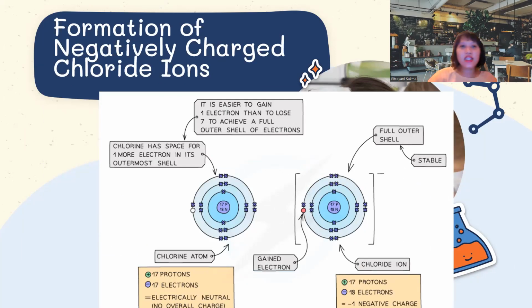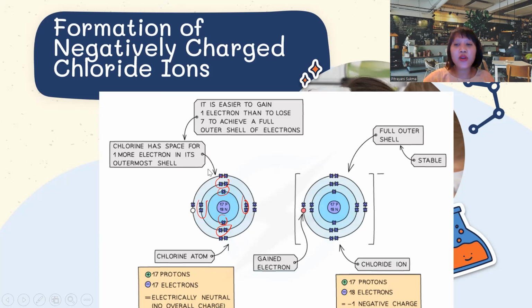And then let's compare with how we can form the negatively charged chloride ion. So this is the chlorine atom. As you can see here, it has 3 shells. The first shell is already full with 2 electrons. The second shell is full with 8 electrons, and the last shell has 7 electrons. So basically, they can be more stable if they gain 1 electron to become 8, so they will be full. Chlorine has space for 1 more electron in its outermost shell to become more stable.